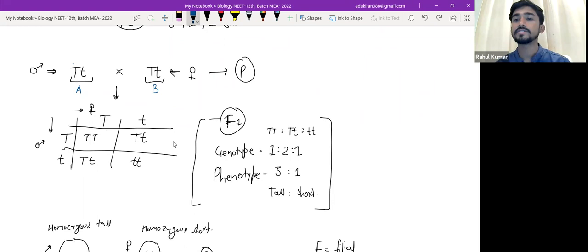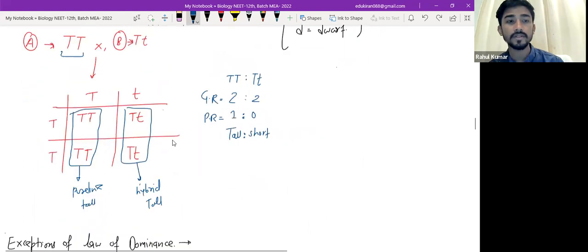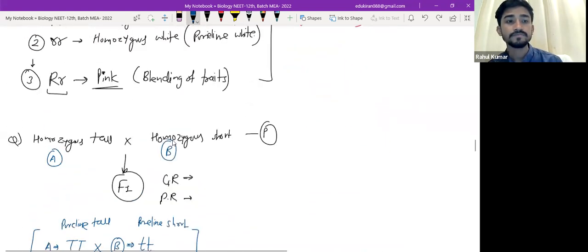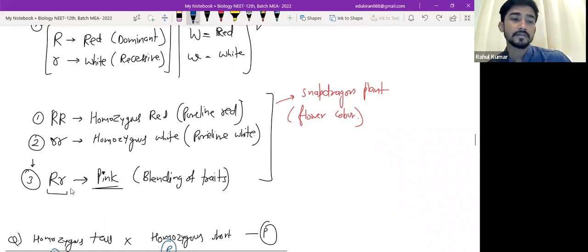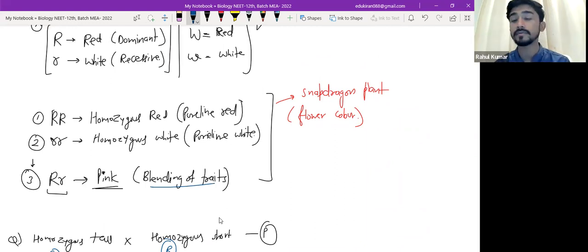The law of segregation, in very simple terms, says gametes are always pure. Even in the case of incomplete dominance, let me come to incomplete dominance now. In incomplete dominance, this hybrid was pink, right? So there was blending of traits at the level of the phenotype. Yes or no?